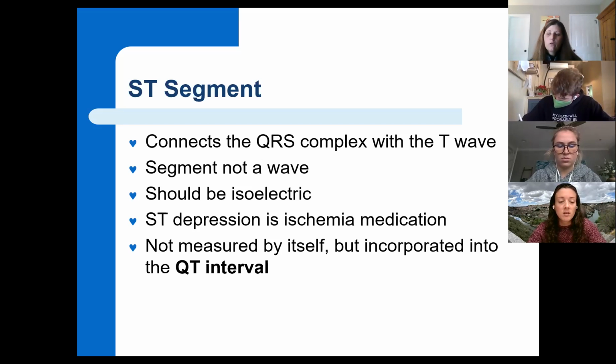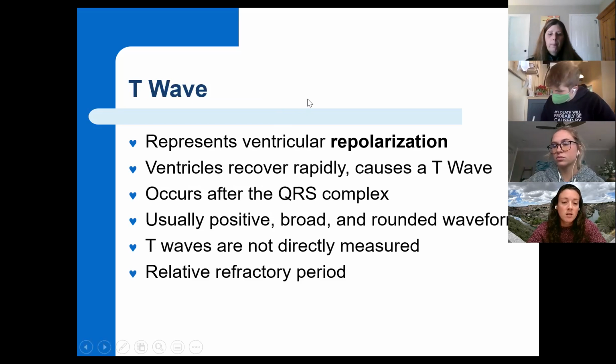Okay, so we hear doctors and nurses talk about STEMIs. That just means a ST elevated myocardial infarction. Now, people can have an NSTEMI, which means that the ST segment is not elevated, at least at that point. Okay, but it's a segment and not a wave.